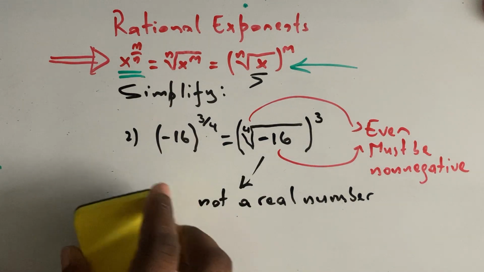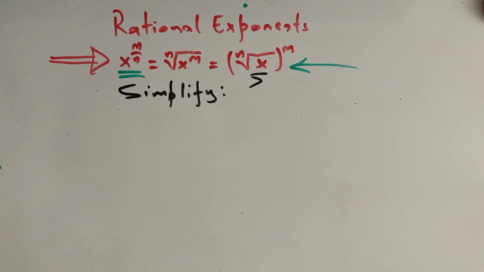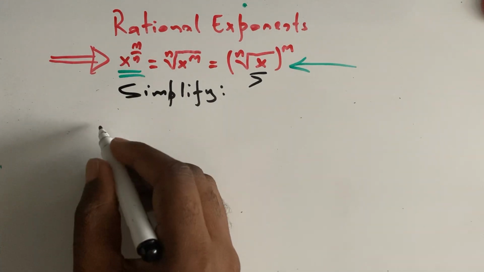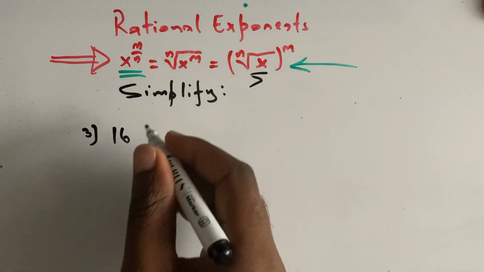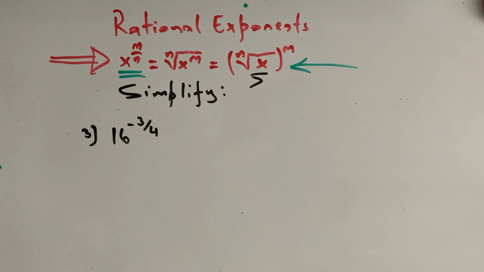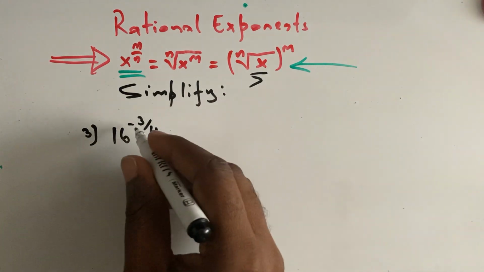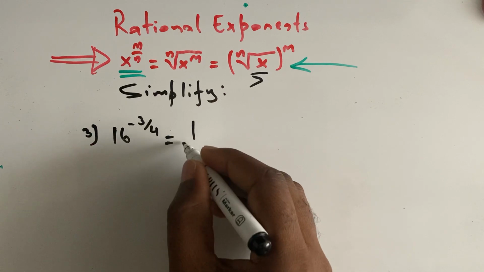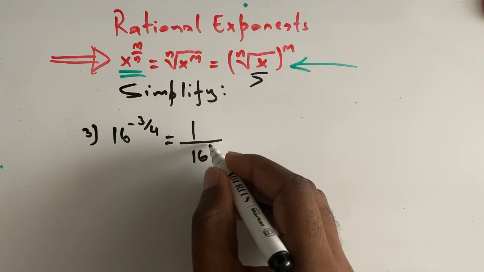What if it was, let's say number 3 as another example to simplify. Let's say for 3 here, if we have 16 to the power of -3 over 4. Well, we learned that we can actually flip what we have here and write it as, because it's a negative exponent, 1 over 16 to the power of 3/4.